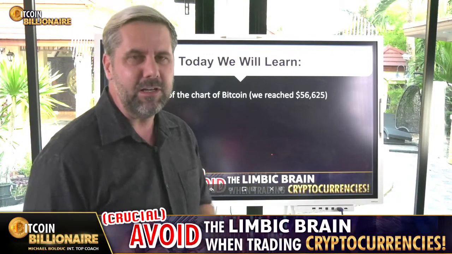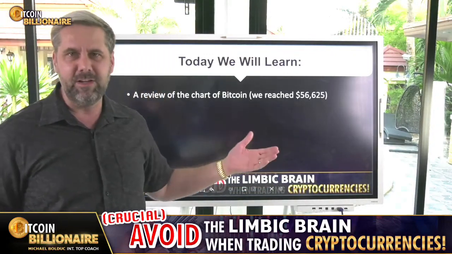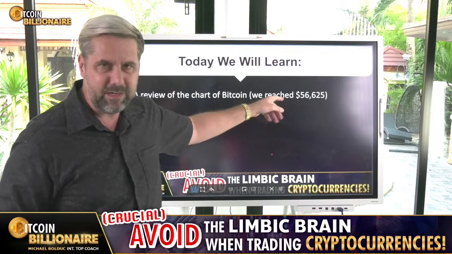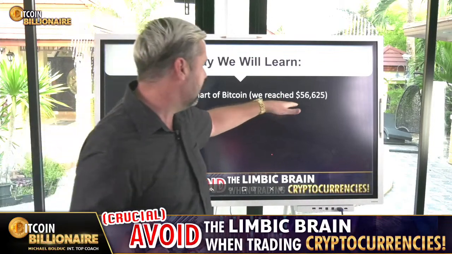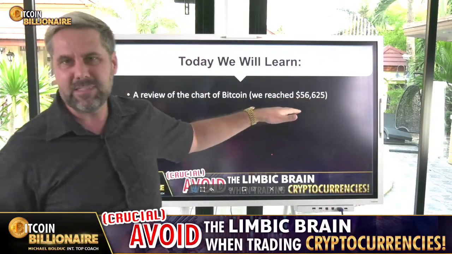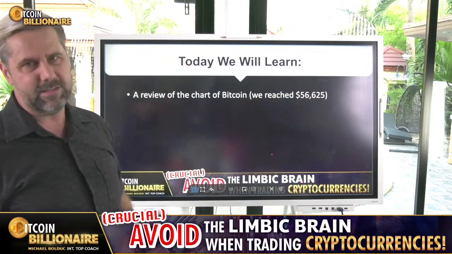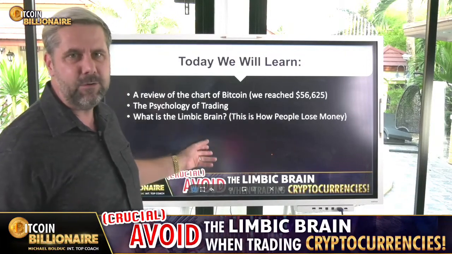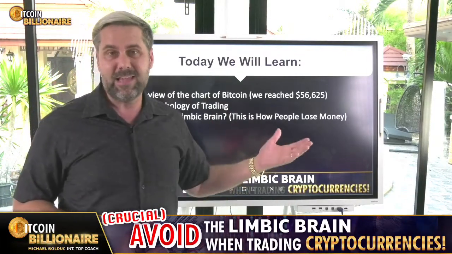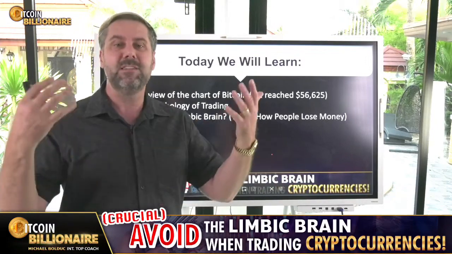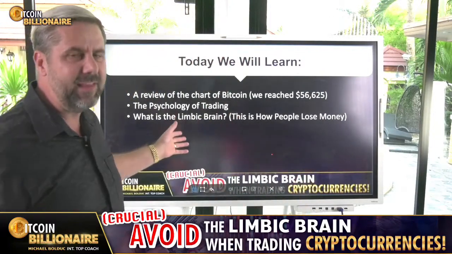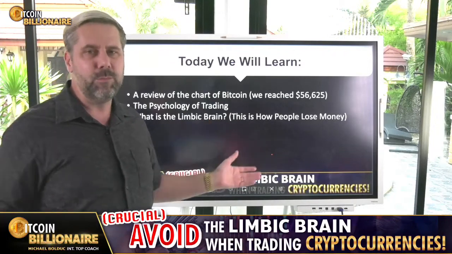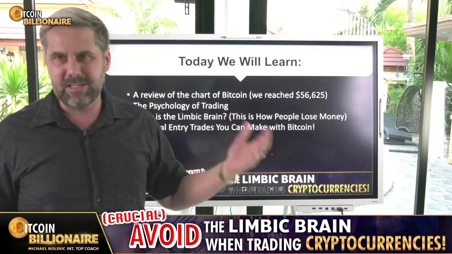Hey guys, here's what we're going to cover today. A review of the chart of Bitcoin, because this is probably outdated right now, but actually, no, the all-time high we reached was 56,625, more or less. And then we're going to talk about the psychology of trading, specifically what the limbic brain is, and this is how people lose money. We need to teach that, because the purpose of this channel is to help everybody 100x without losing money. You'll find that in almost every case where people lose money, it's because they sold at the wrong time. Does that make sense?